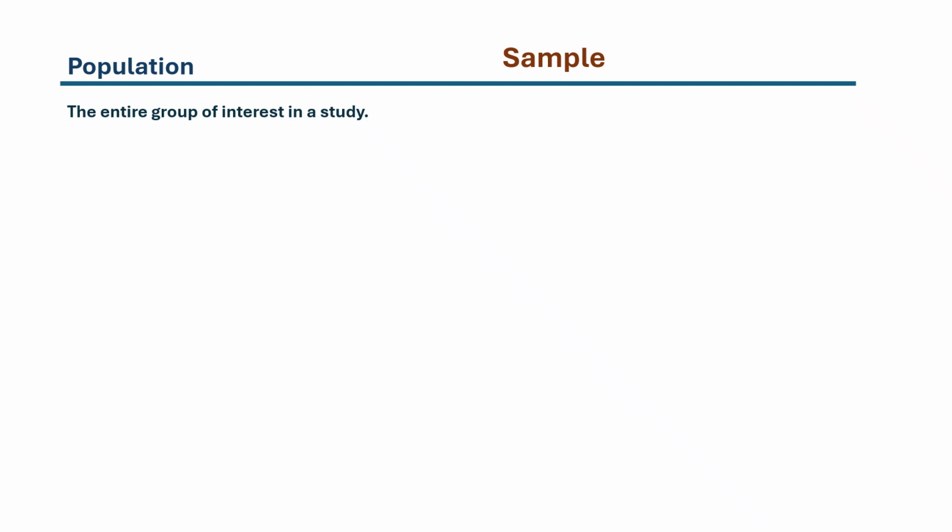So in statistical terms, the population is the entire group of interest in a study, while a sample is a smaller representative subset selected from that population.